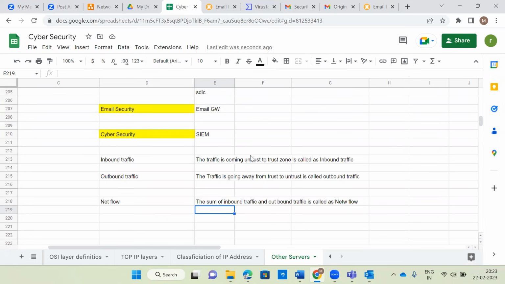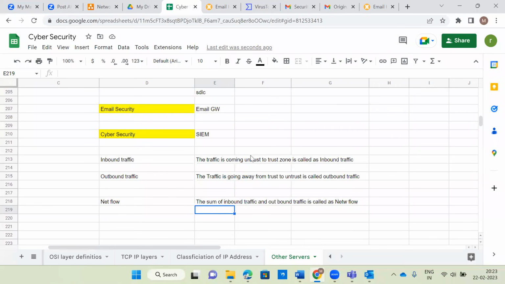Net flow only, except HP and Juniper. Juniper uses J-Flow and HP uses S-Flow. For all the remaining routers and switches from other vendors, we can call it NetFlow only.